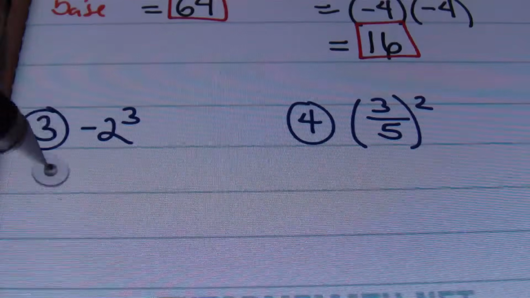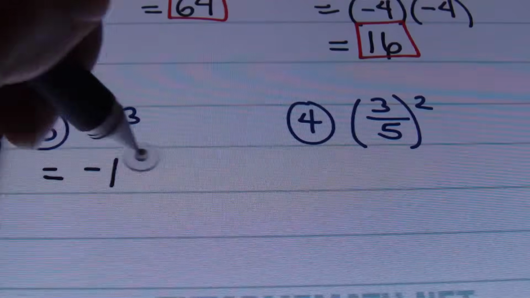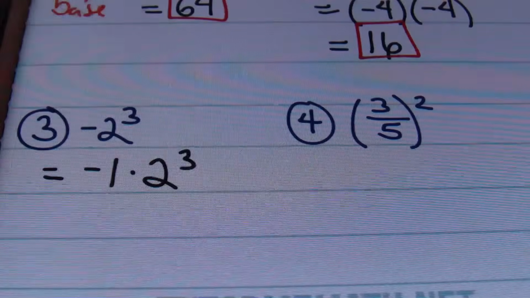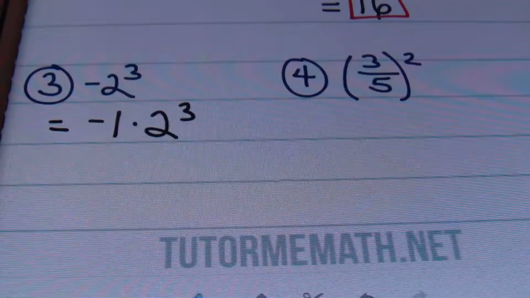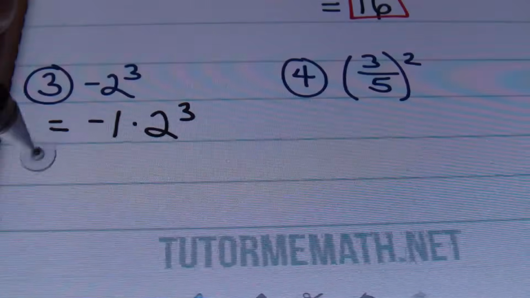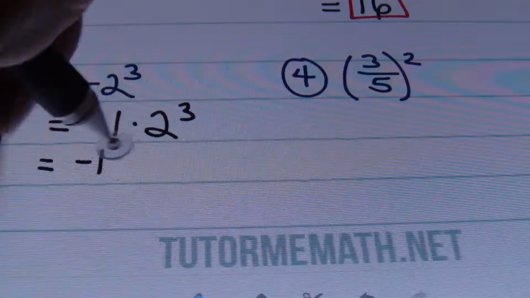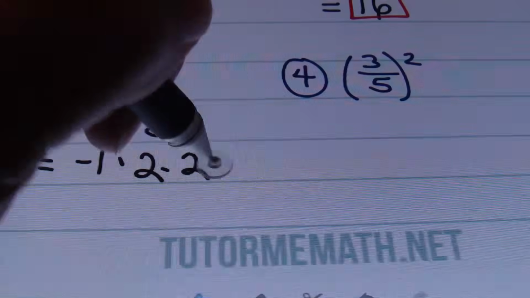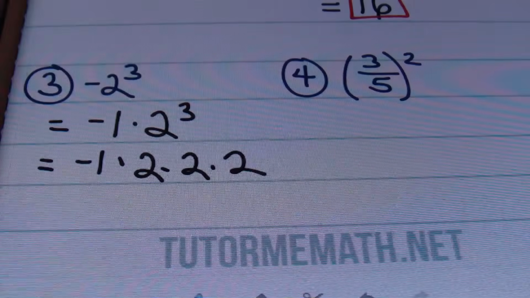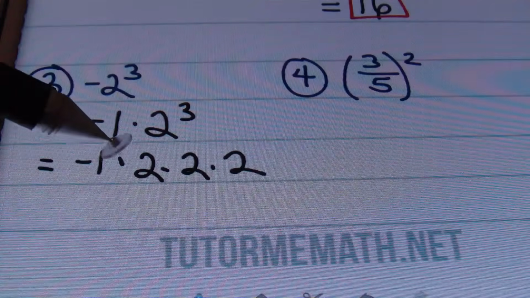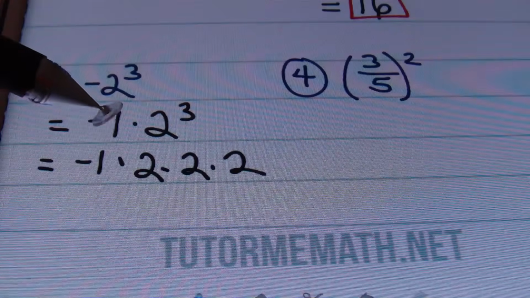So you could very well say that this is the same thing as negative 1 times 2 to the third power. If that is the same meaning, which it is, then I can go ahead and expand this further to say that I have negative 1 times 2 times 2 times 2, so that you'll see that it's actually negative 1 that's being multiplied on 2 raised to the third power.